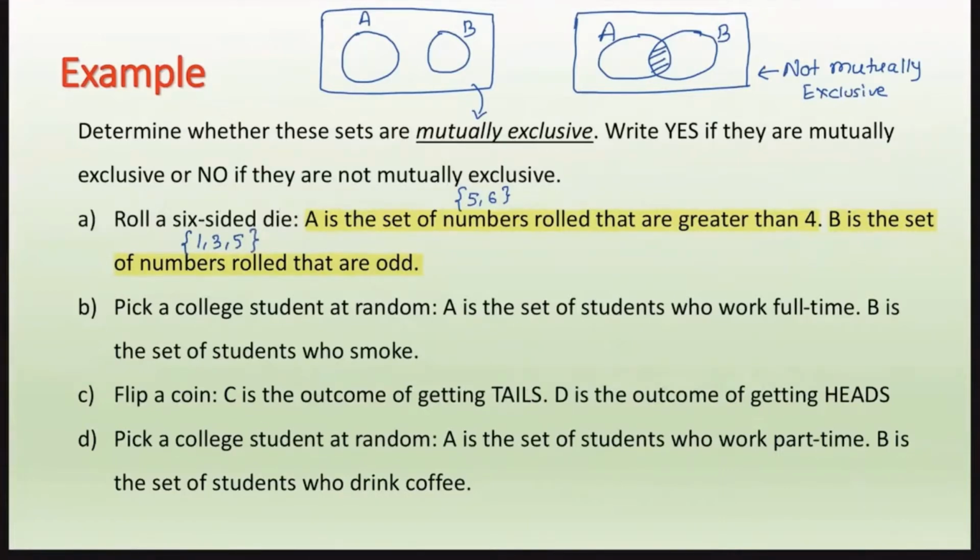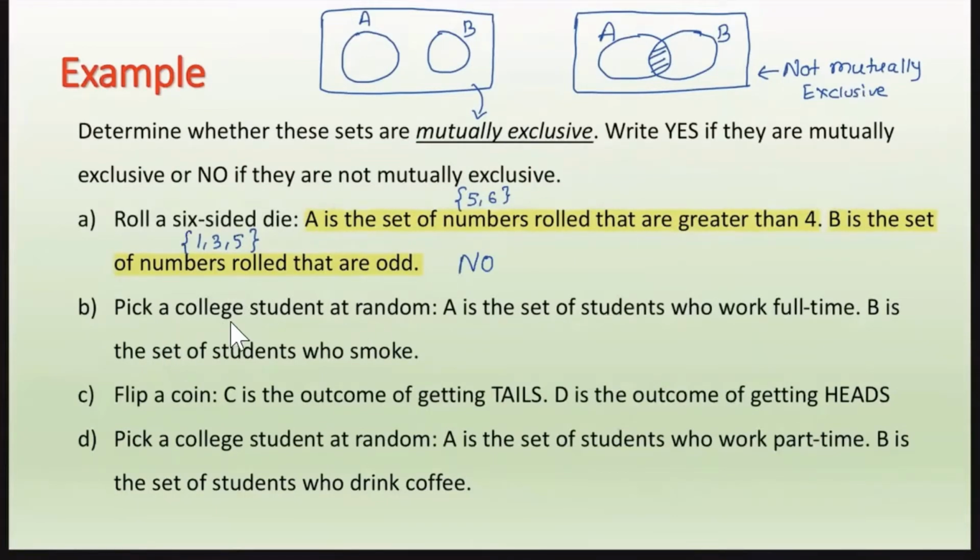Now, these are the two events. The first one is 5, 6, the second is 1, 3, 5. Do you have anything in common? Look at those two. Yes, 5. 5 is common. So are they mutually exclusive? No. So the answer is no. We just have to write yes or no. So no, because they are not mutually exclusive. That's the first one. Let's go to the second.